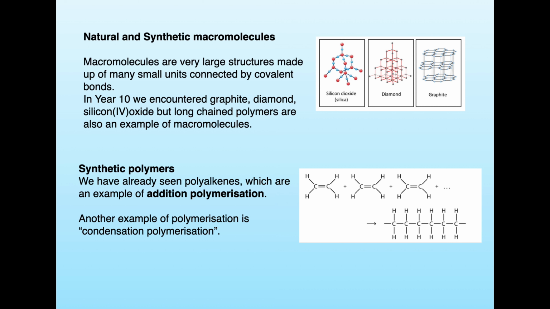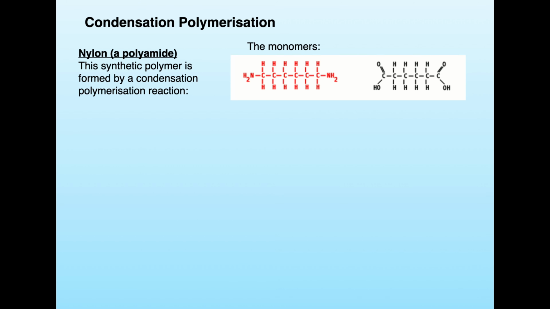Addition polymerization. So if we take lots of ethene molecules, monomers, we can make an ethene polymer, polyethene. But this is called addition polymerization. There's another example of polymerization which is called condensation polymerization. Now you will have heard of nylon, and it's a synthetic polymer. It's only been around 100 years or so, and it's formed by a condensation polymerization reaction.